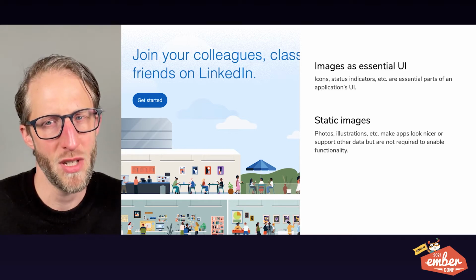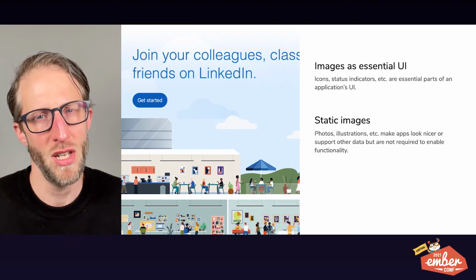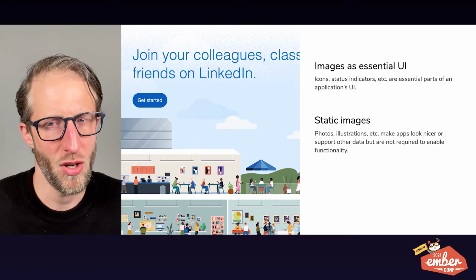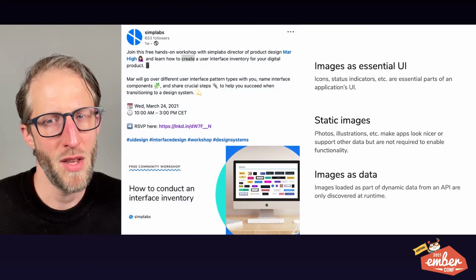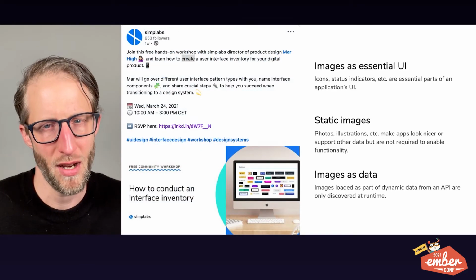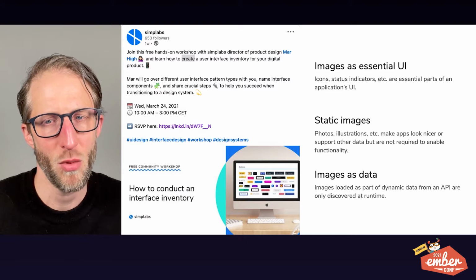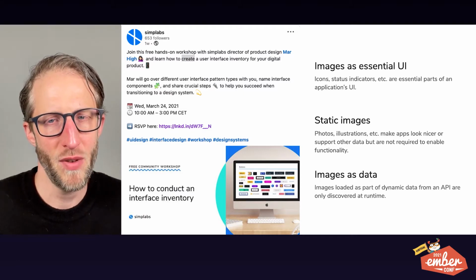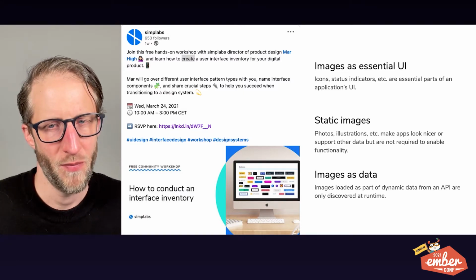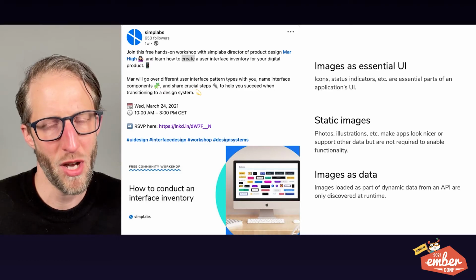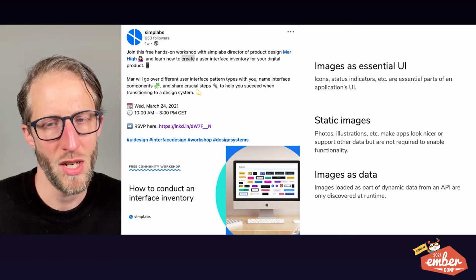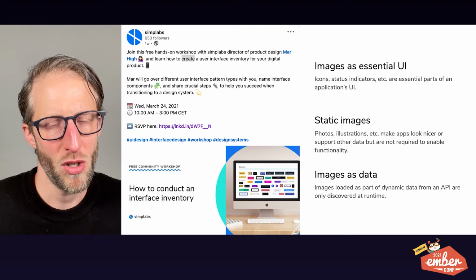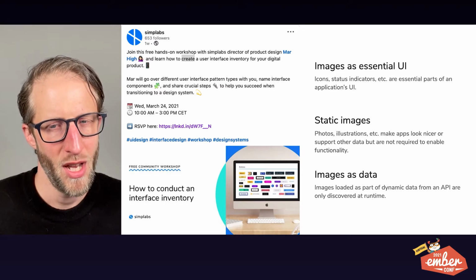This kind of image would typically just make a site nicer visually, or support other data or content, but not really be essential itself. And finally, there are images used as part of the data an app deals with, like in this example, which is a post on the LinkedIn feed that also includes an image. These kinds of images would usually be part of some data loaded from an API and therefore only be discovered at runtime.